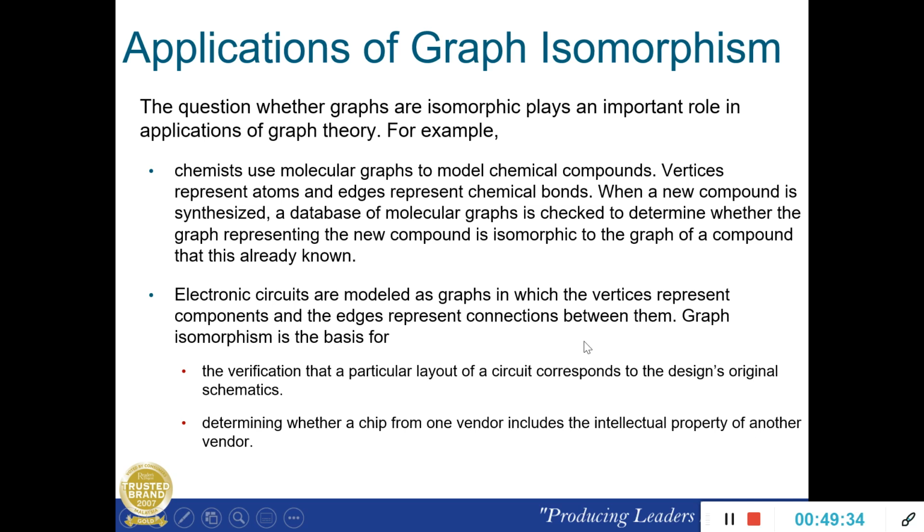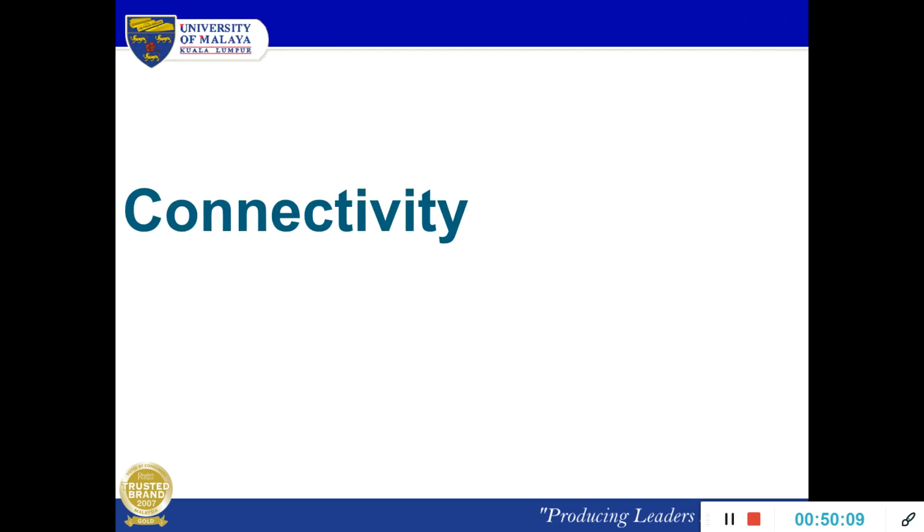So you can check, if you have electronic circuits, which is more related to us, the verification that a particular layout of a circuit corresponds to the original design schematics. You can check the graph isomorphism, and whether a chip from one vendor includes intellectual property of another vendor. So you can check whether a competitor is copying you or not. If you have patented it and the competitor is copying you, you can sue them. So you can use graph isomorphism to check whether the intellectual property has been copied or not.